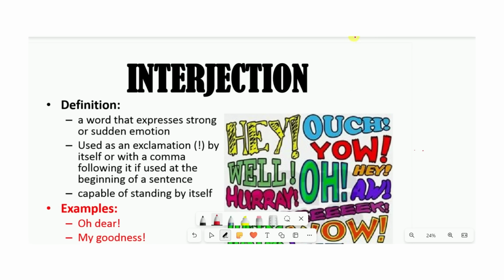And we also have what you call interjections. Let us go to the definition. A word that expresses strong or sudden what? Emotions. And how do you see that this is an interjection? An exclamation mark must accompany the word in such a way that you know this is an interjection. Used as an exclamation by itself or with a comma following it if used at the beginning of a sentence. Capable of standing by itself.